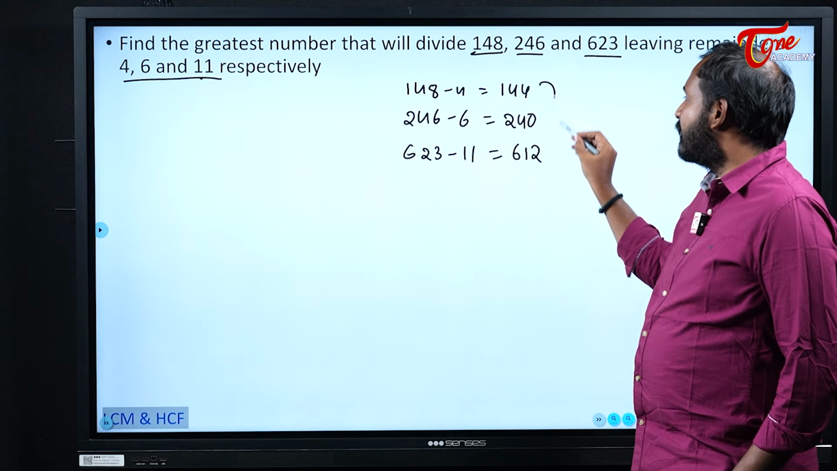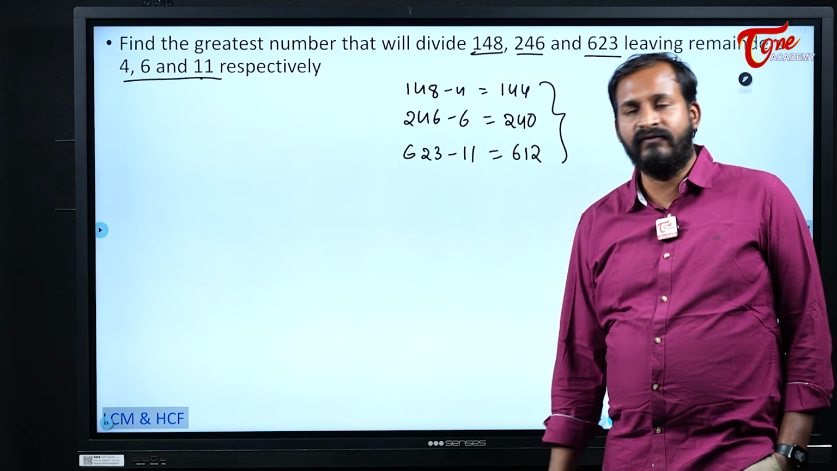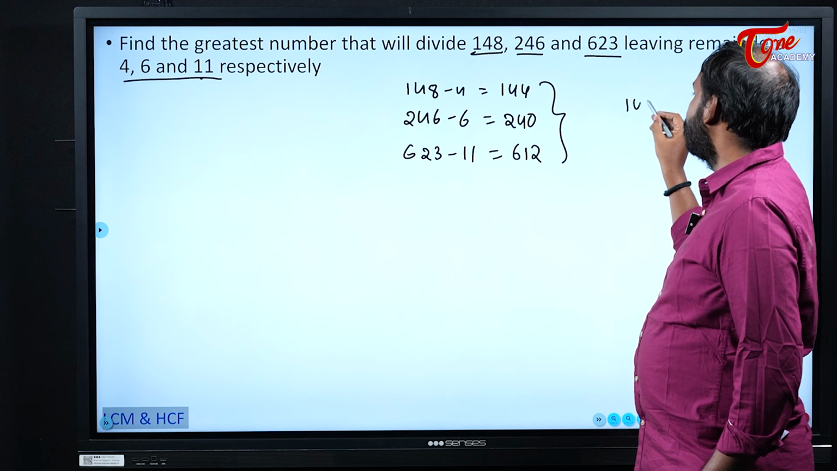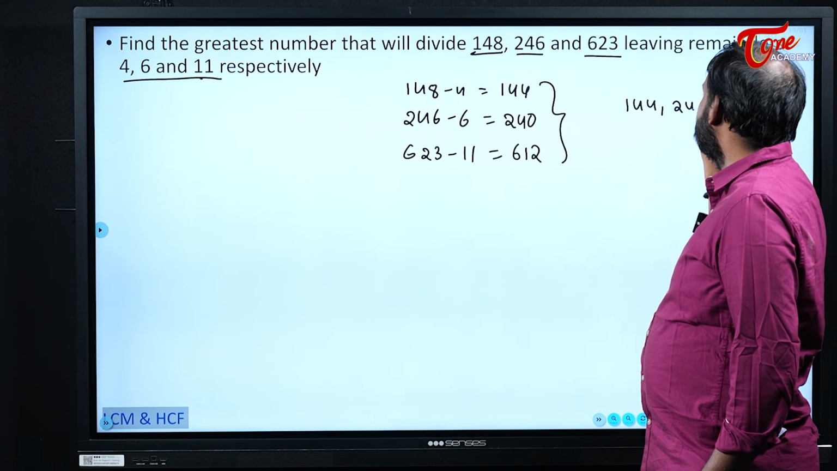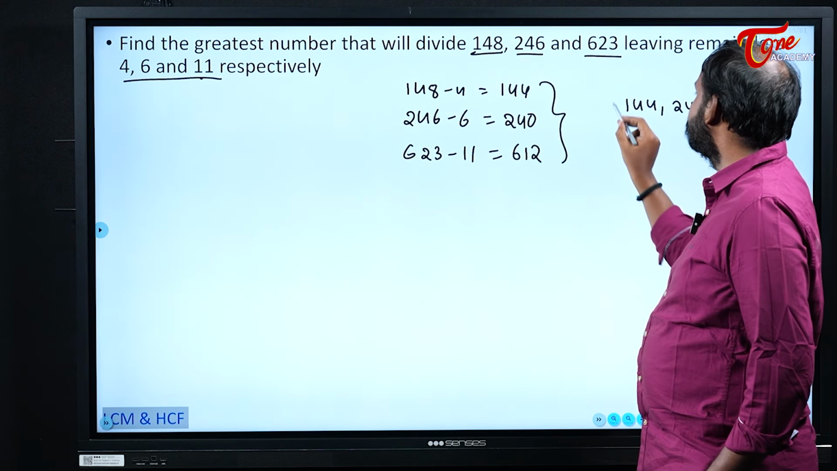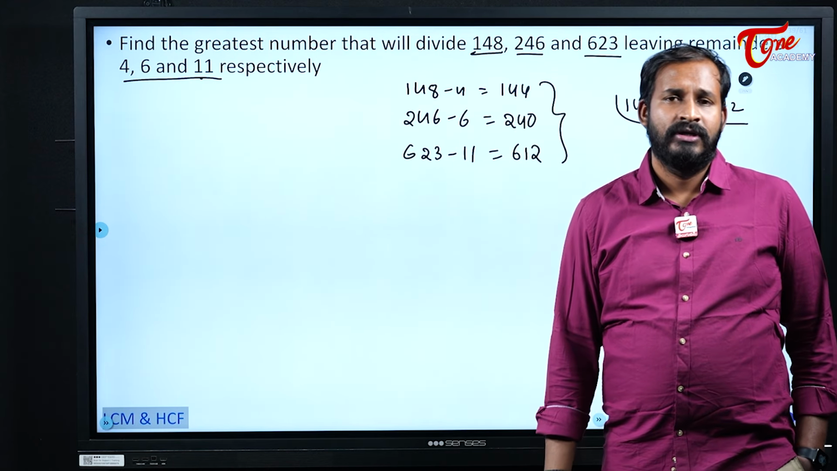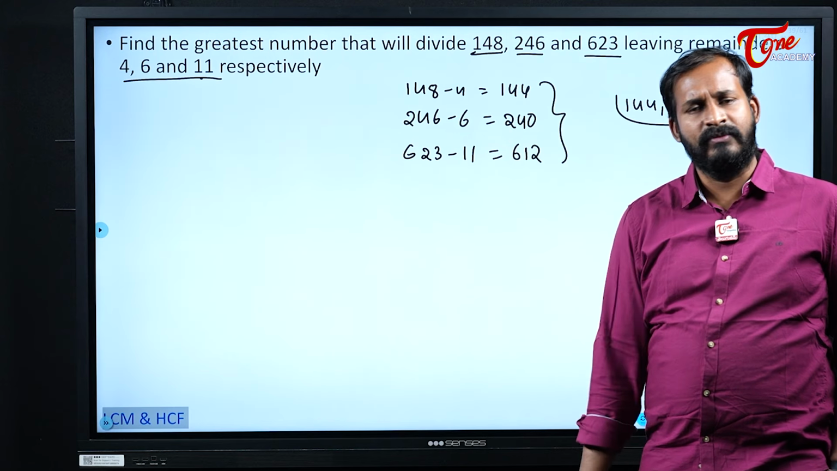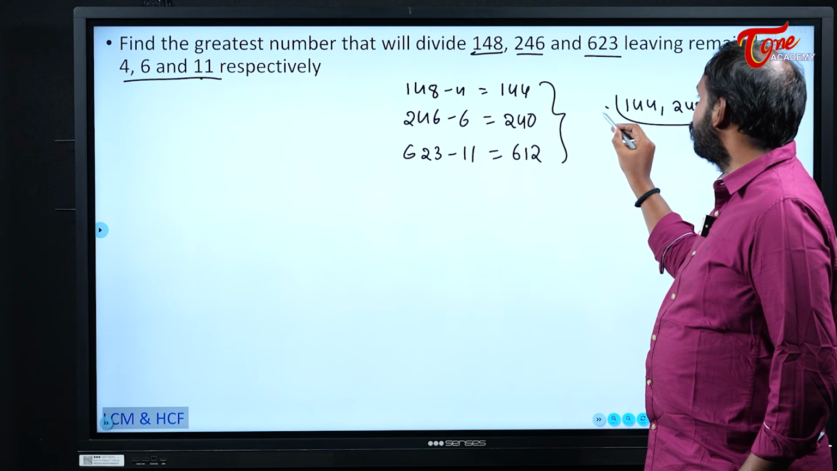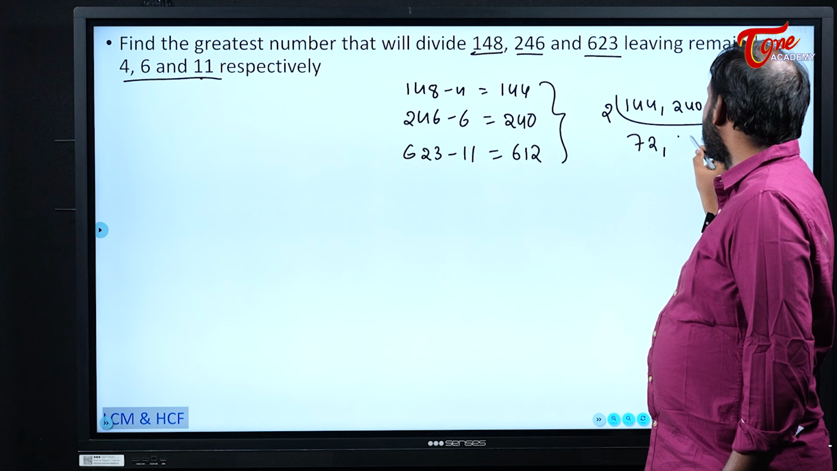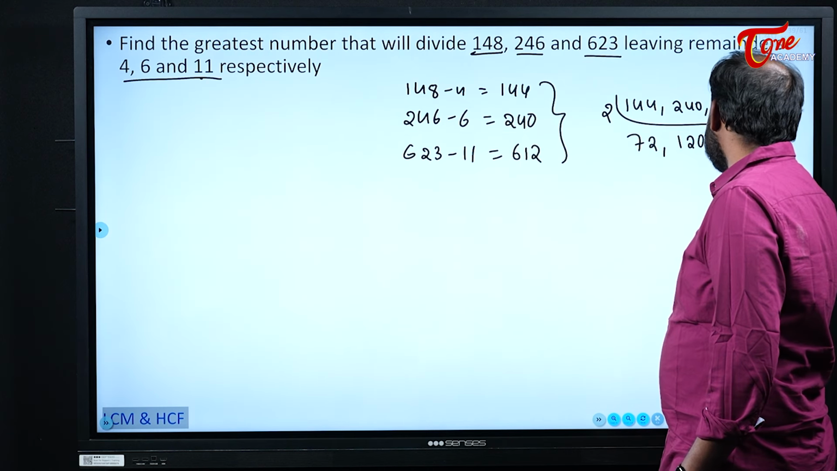So these are the numbers I have. I need to find the HCF of these three numbers. So 144, 240 and 612. See, it is up to you. You can go with the big numbers also if you are really good. Else go with the small numbers. Nothing wrong in that. So 72, 120, 306.